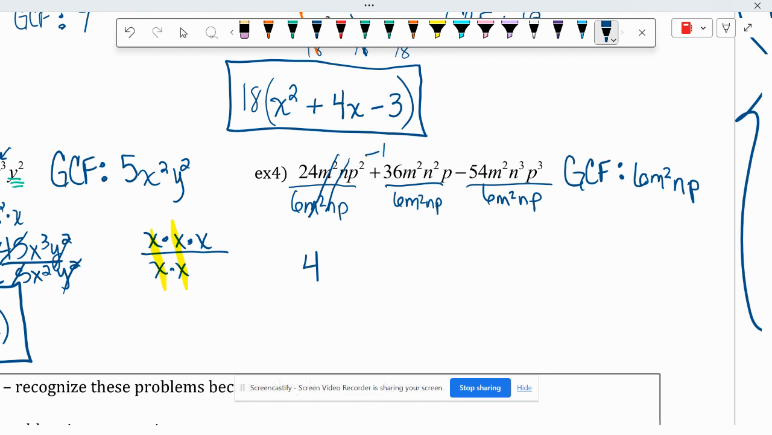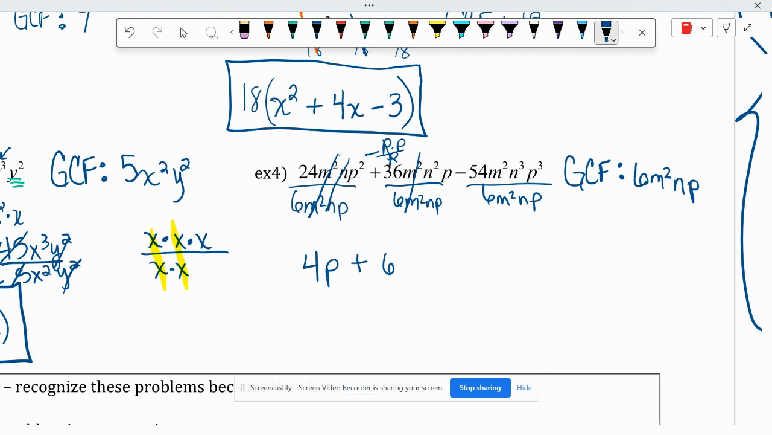This is p squared. That's p times p over p. What happens? So I just have one p left. Yes. Plus 36 divided by 6 is 6. The m squareds cancel out.